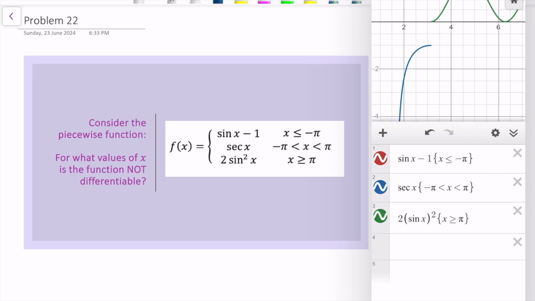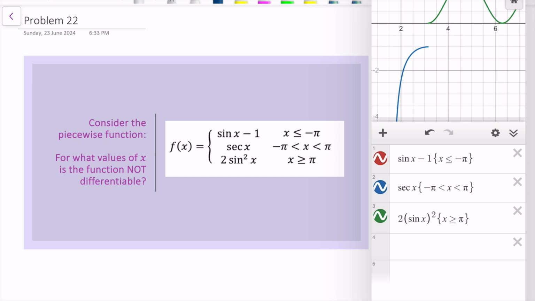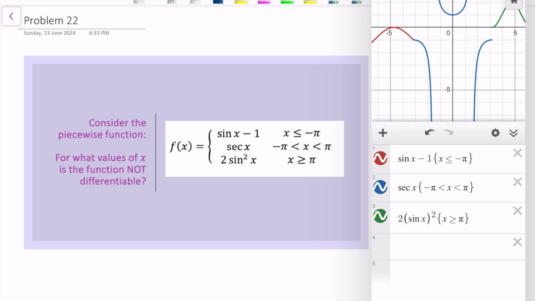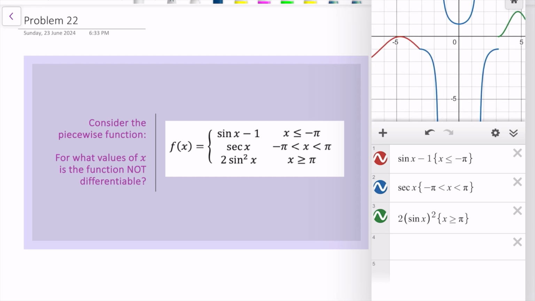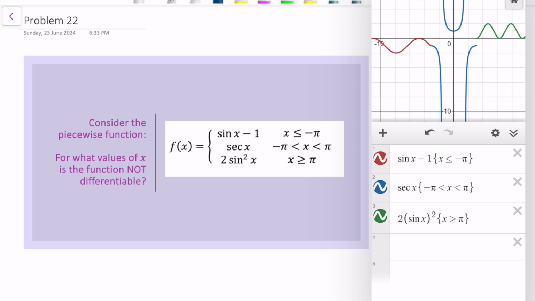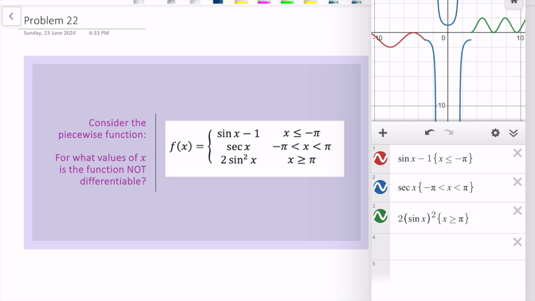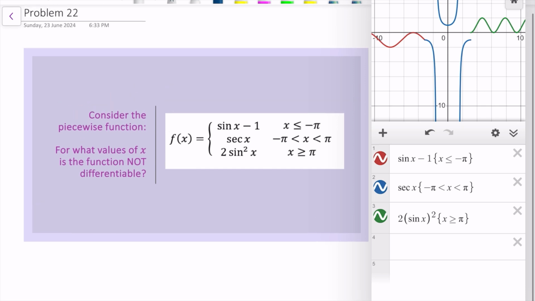On the other side, well, there's a gap. The secant graph does not equal 2 sine squared x at x equals pi, so that's not continuous and therefore not differentiable. So to find the values of x where the function is not differentiable, we need to consider those transitions at the points where the function changes. We also need to consider that the sec function has asymptotes, whereas the sine squared and sine x minus 1 functions have no gaps. Alrighty, so the first thing is to consider the point x equals minus pi.